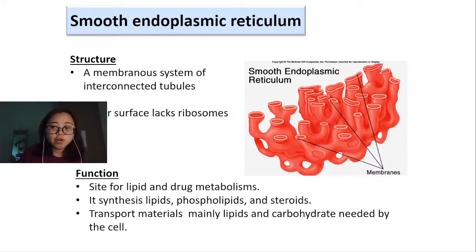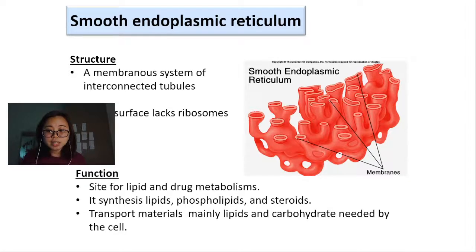That means if you have any lipids or any drugs in your cells, this guy, this smooth endoplasmic reticulum, is going to help you to break down the lipids, break down the drugs. At the same time, it also synthesizes the lipids, phospholipids, and steroids. Dia bukan saja menghancurkan, dia juga menghasilkan lipid, phospholipid, steroids. And they transport materials. Dia boleh juga menghantar barang-barang. The materials are usually lipids and carbohydrates that are needed by the cell.